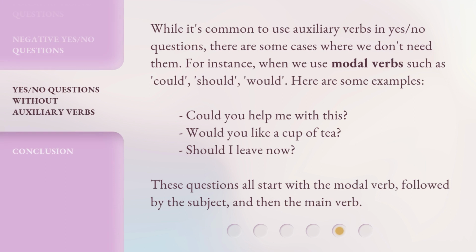While it's common to use auxiliary verbs in yes, no questions, there are some cases where we don't need them. For instance, when we use modal verbs such as could, should, would. Here are some examples. Could you help me with this? Would you like a cup of tea? Should I leave now? These questions all start with the modal verb, followed by the subject, and then the main verb.